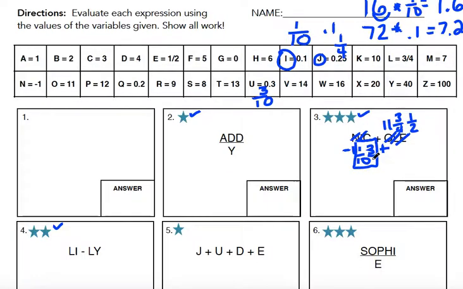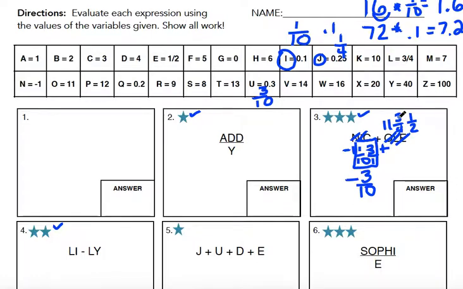1/10 times 3 is the same thing as 1/10 times 3 over 1. And when you're multiplying fractions, you just multiply straight across. So 1 times 3 is 3, 10 times 1 is 10. And this -1 times a +3/10 just makes that a -3/10.